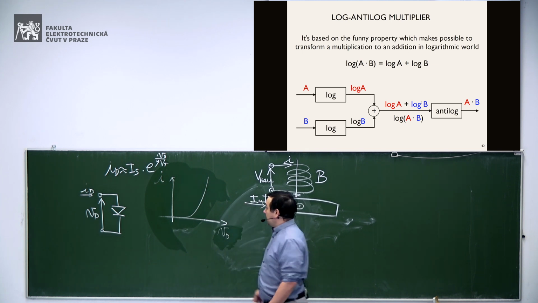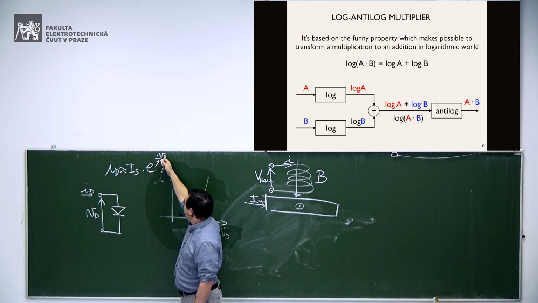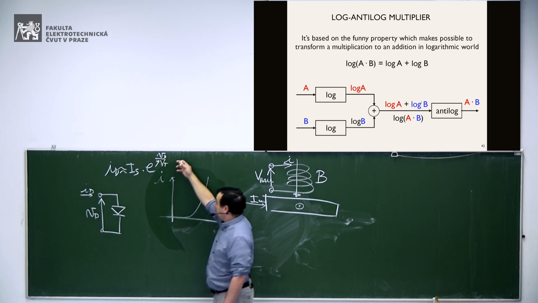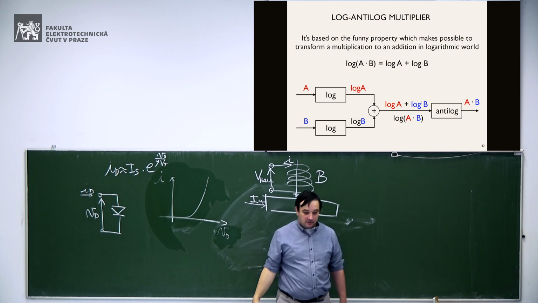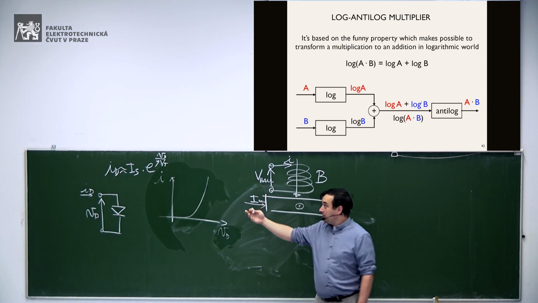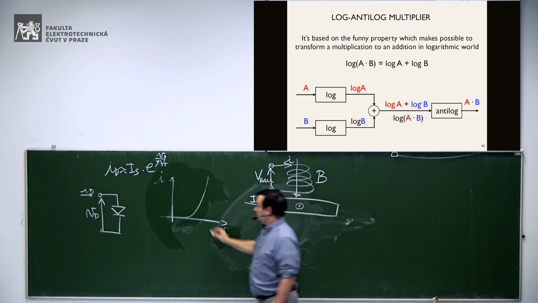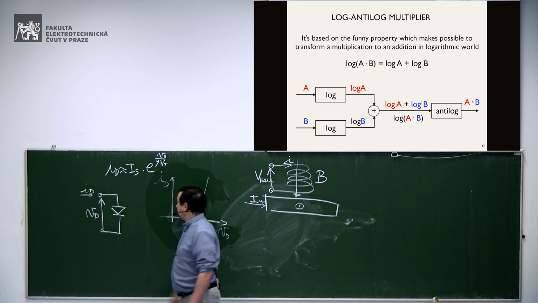Now, the current is proportional to an exponential of the voltage that you apply. Therefore, the voltage is proportional to the logarithm of the current, okay? So this is the current of the diode.